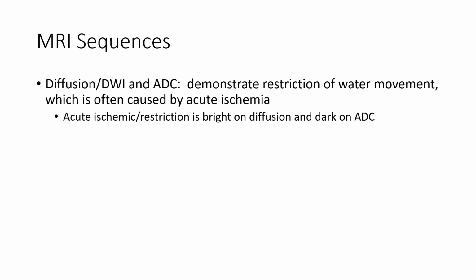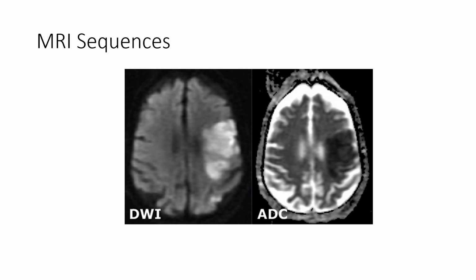Acute ischemia is going to be bright on diffusion and dark on ADC imaging. So here's an example of a left MCA stroke. You can see on the left image, we have this area of brightness on the diffusion weighted imaging. And then on the ADC imaging, you see that same area of the brain is dark. And so this would be consistent with acute ischemia or an acute ischemic stroke.